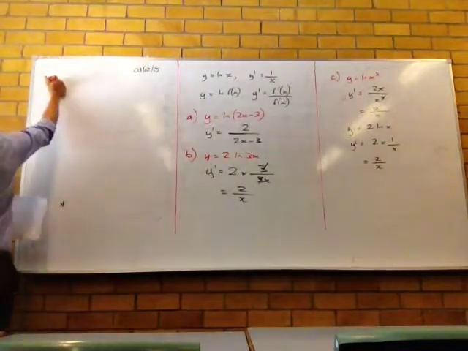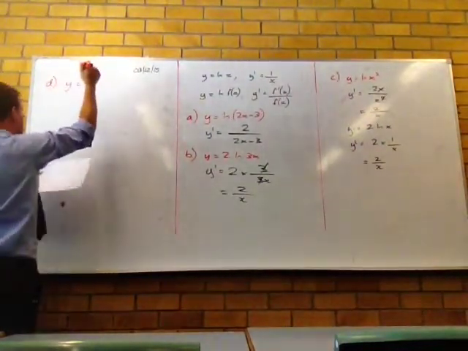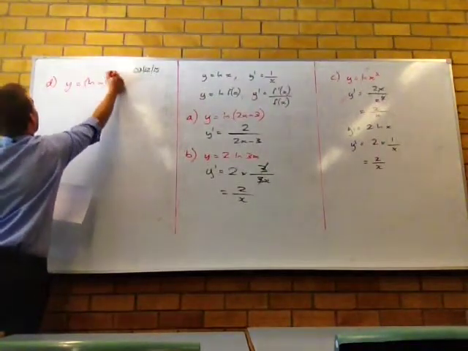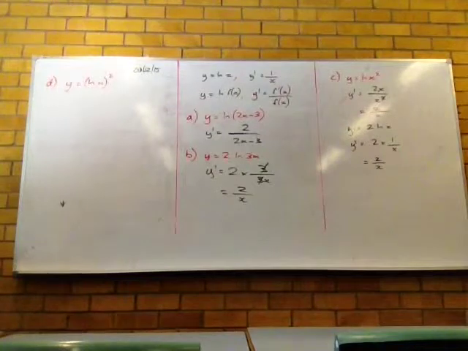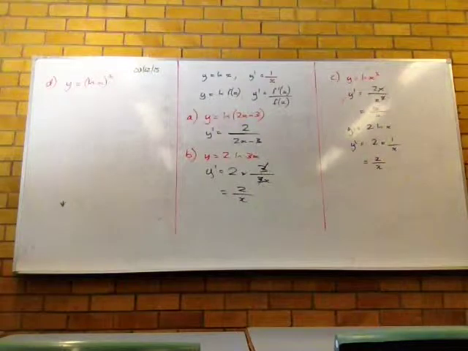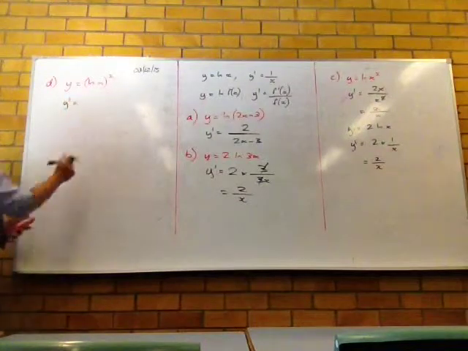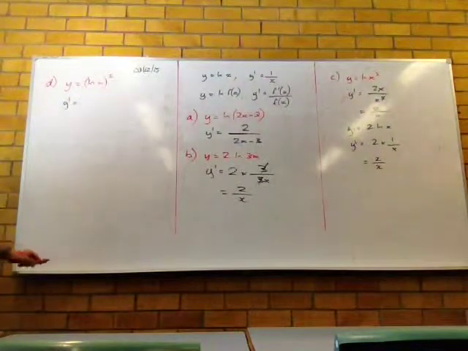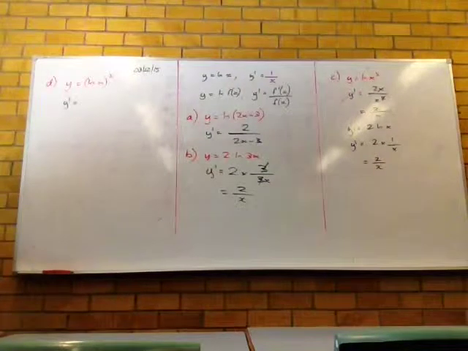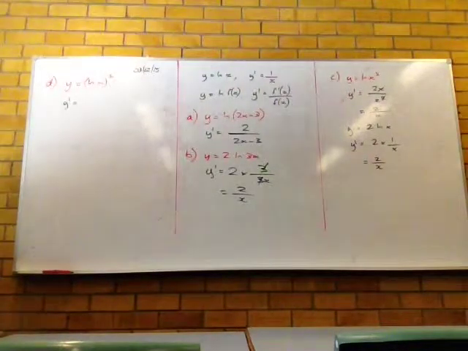Next. Alright, be careful. y is equal to the natural log of x, all squared. Note the difference. y dash is, how do I approach it? How do I approach this? Expand. So 2 log x.